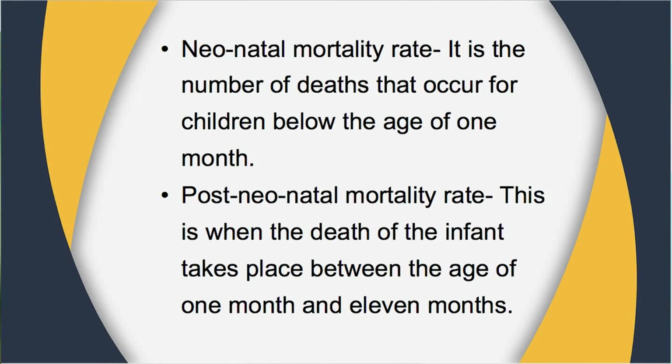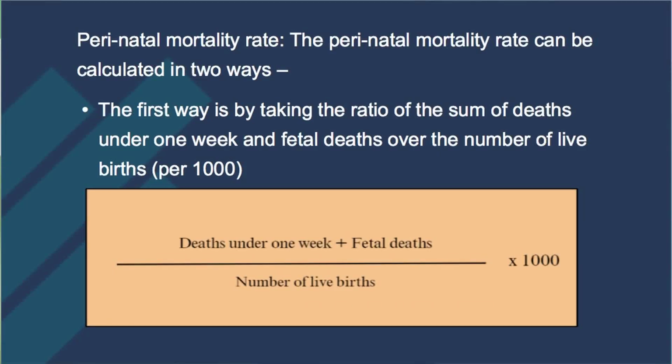The first one is the neonatal mortality rate. It is the number of deaths that occur for children below the age of 1 month. The post-neonatal mortality rate, on the other hand, is when the death of the infant takes place between the age of 1 month and 11 months. And finally, we have the perinatal mortality rate, which can be calculated in 2 ways.